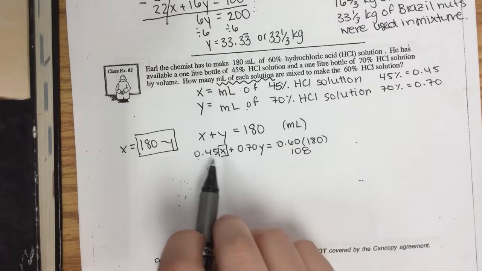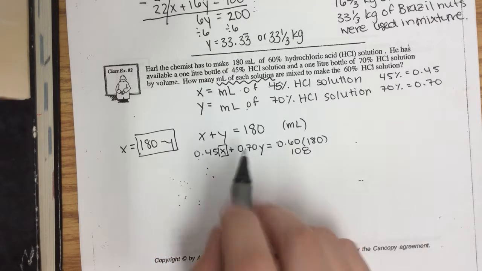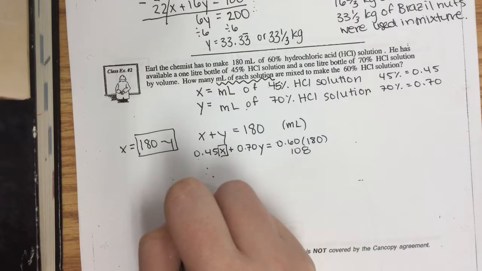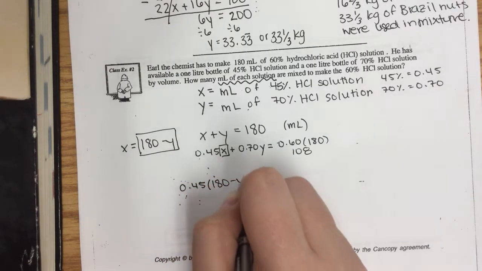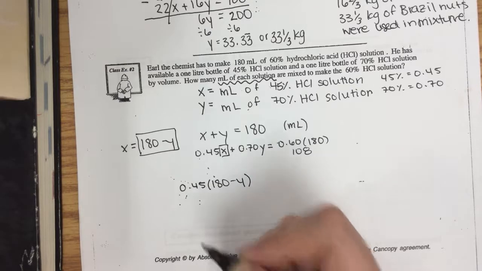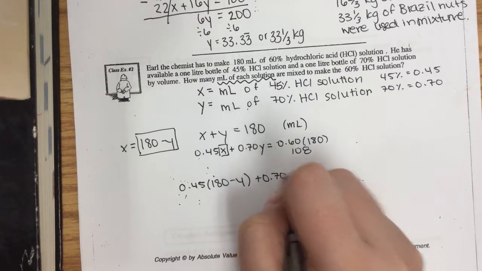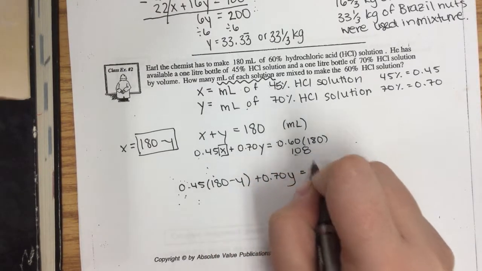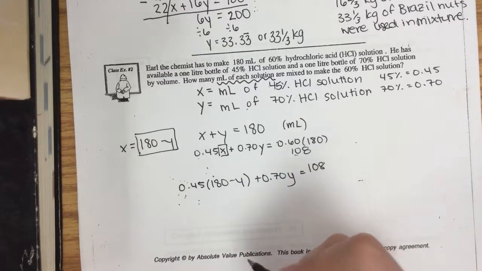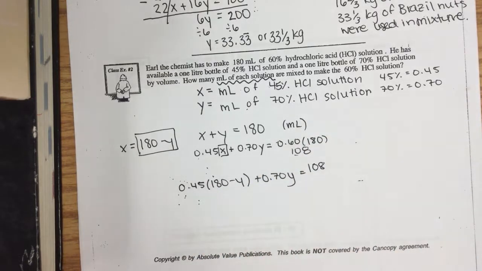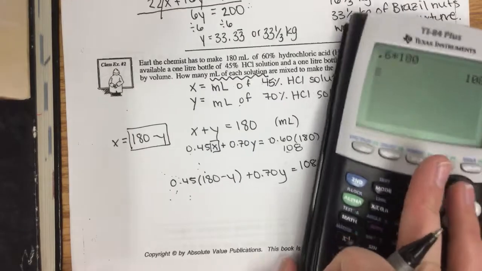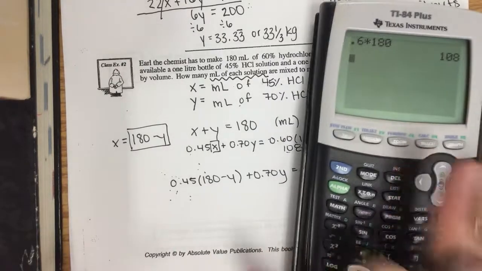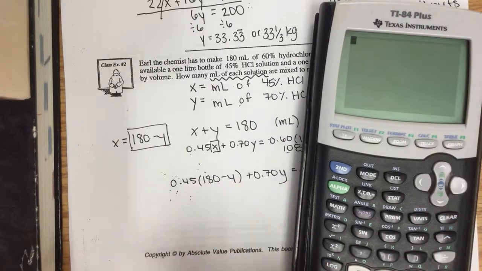That corresponds to x. You have to find x, and you have to replace it. And so I'm going to take this second equation that says 0.45 times x, replace x with 180 minus y, plus 0.70 times y. That's equal to 108. And so now it's a matter of solving this multi-step equation rather than any other processes. Because I've done my substitution already, I have to just do some algebra here.